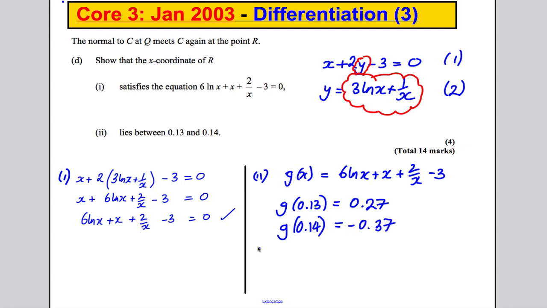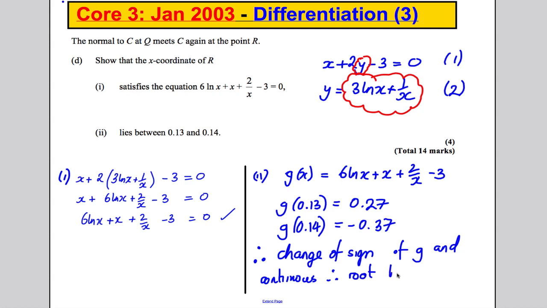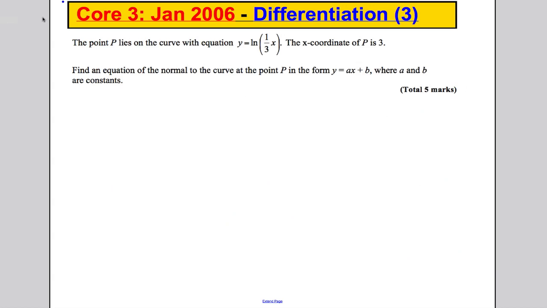So I could use the change of sign theorem. Therefore, change of sign of function g and continuous, and therefore root between 0.13 and 0.14. And I'm done. Okay, next question.